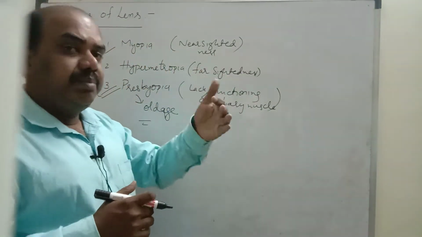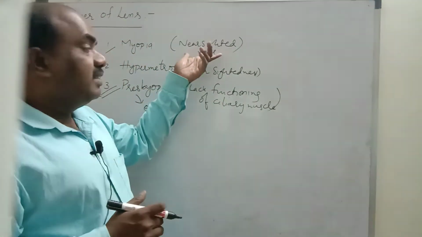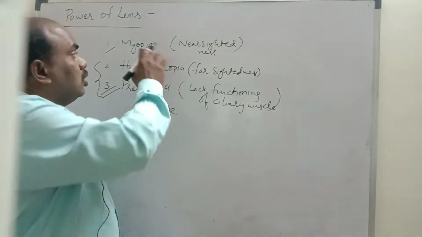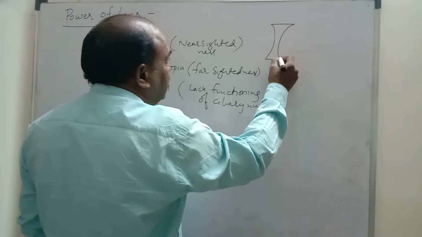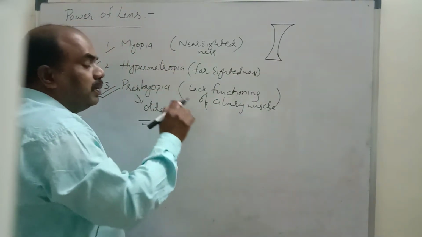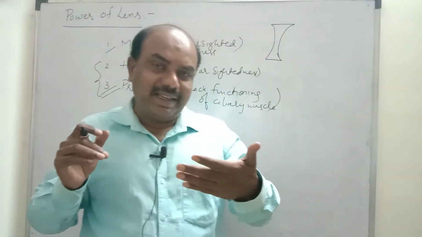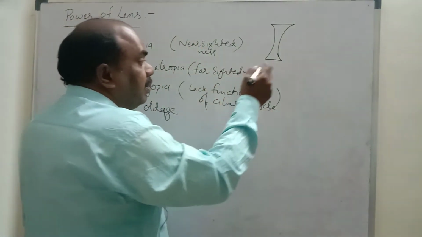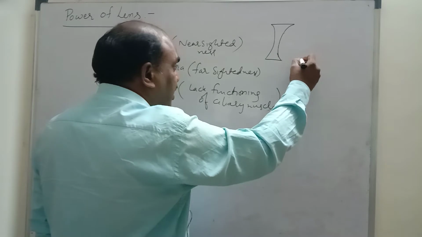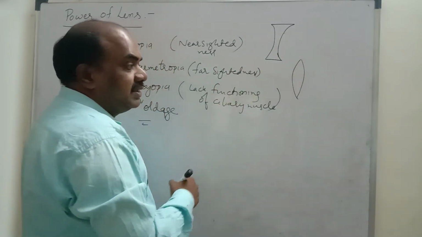Myopia means the person cannot see farther objects clearly but can see nearer objects clearly. The image forms before the retina of the eye, so this is also called nearsightedness. To correct myopia, the doctor suggests which lens? Biconcave lens. Hypermetropia: the person who cannot see nearer objects clearly but can see farther objects clearly. To correct hypermetropia, the doctor suggests biconvex lens.